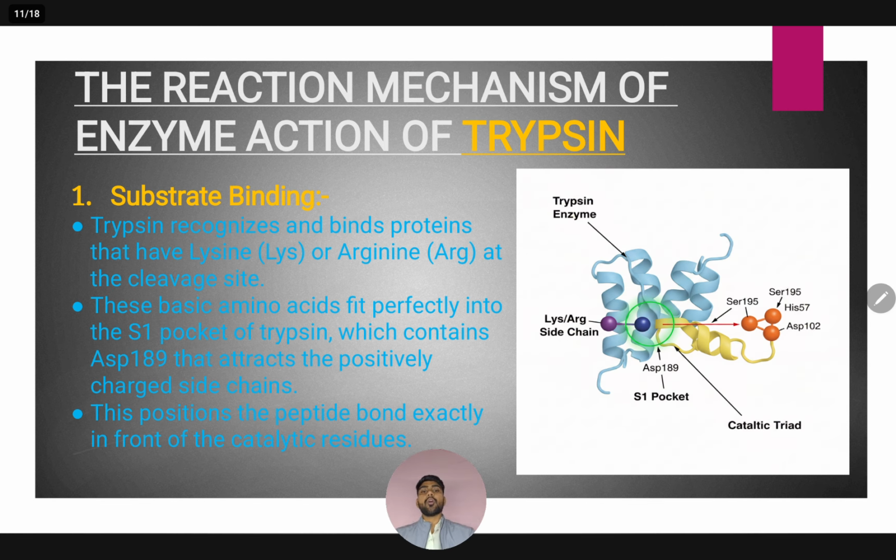Let's look at the mechanism of trypsin in detail, starting with substrate binding. Trypsin specifically recognizes and binds proteins that have lysine or arginine at the cleavage site. These are basic amino acids. They fit perfectly into a specific area called the S1 pocket of trypsin. Inside this pocket, there is a residue called aspartate 189. This residue attracts the positively charged side chain of lysine or arginine. This specific interaction positions the peptide bond exactly in front of the catalytic residues.